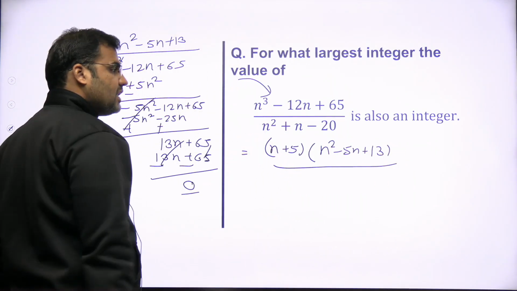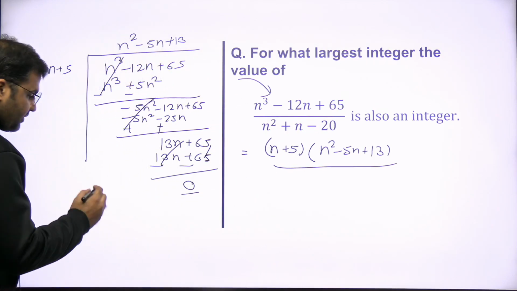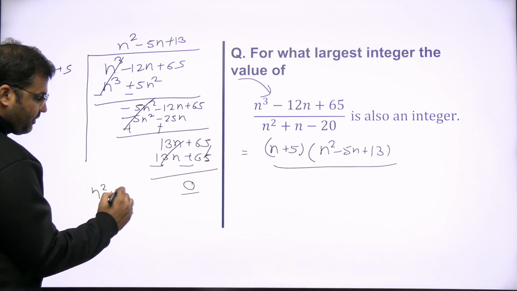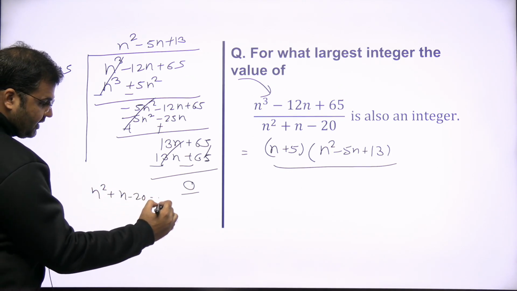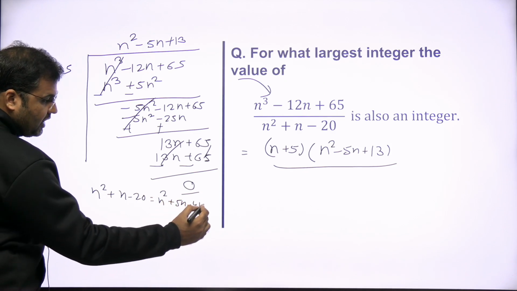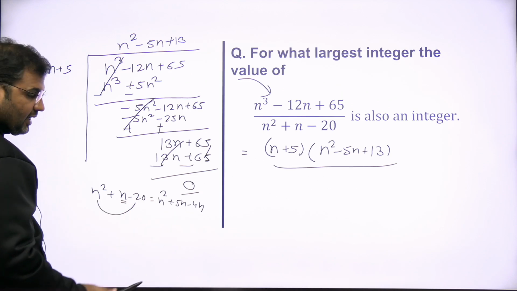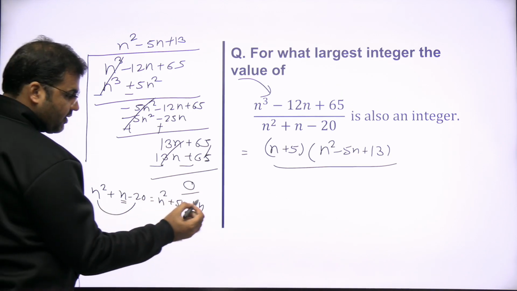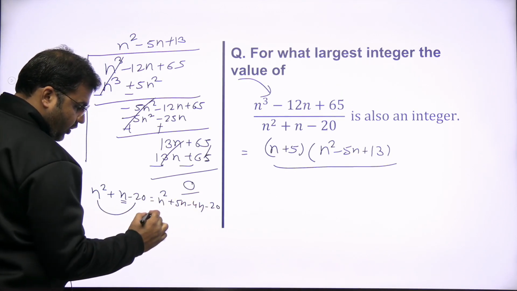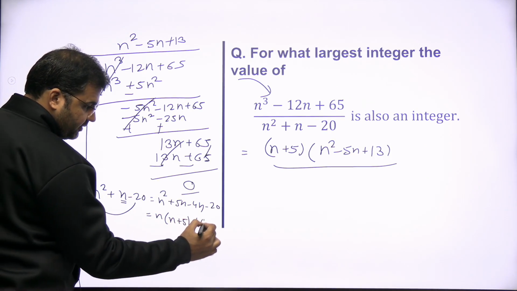And the expression in the denominator is a quadratic equation. You guys can also factorize it, right? If I say n square plus n minus 20, you see that this can be written as n square plus 5n minus 4n minus 20. We need to break n in two parts where the product should be minus 20 and the summation should be n. So 5n minus 4n minus 20. I hope you know how to factorize a quadratic equation, right?